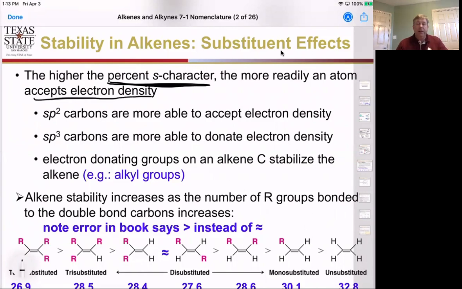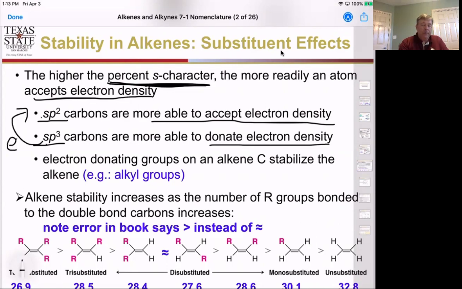So if you think about it, an sp2 carbon is 1/3 s character, okay? An sp3 carbon is only 1/4 s character because it has a total of 4 different orbitals involved in the hybridization, where the sp2 has 3 orbitals available in its hybridization. Therefore, the sp2 carbons are more able to accept electron density, and sp3 carbons are more likely to donate electron density. So that means if we have an sp3 carbon near an sp2 carbon, it's going to donate electron density to it, and the sp2 is going to accept that.